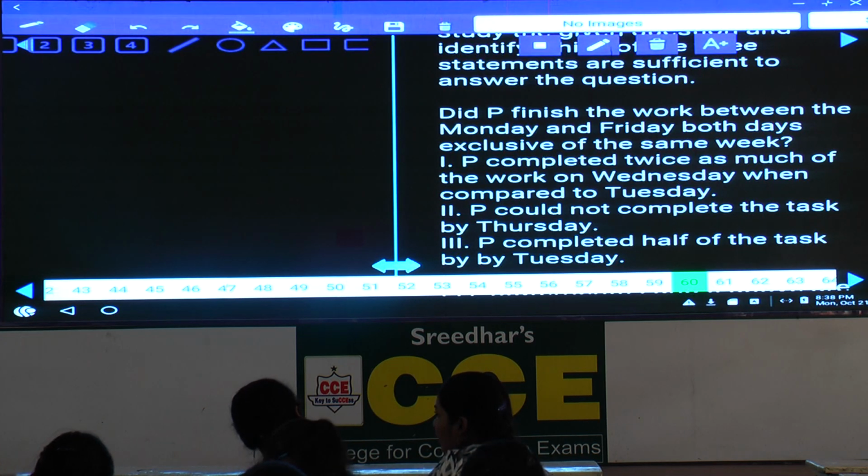Then choice 1 and 2. Now in choice 1, P completed twice as much, that means this person has not completed on Tuesday, and P could not complete by Thursday.